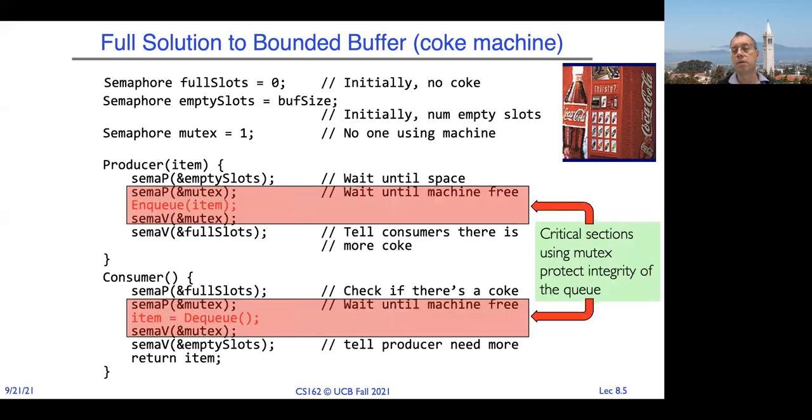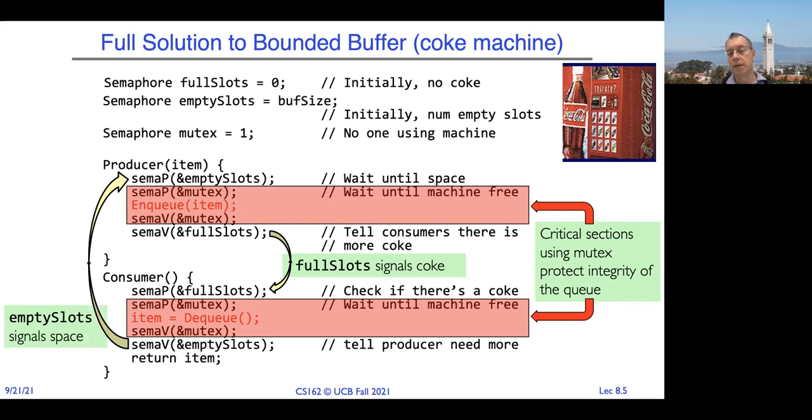Okay, so that's basically it. You use a mutex to protect the critical section. Therefore, no two threads at the same time operate on the queue to manipulate the pointers, to remove elements or to add an element to the queue. And then the other ones are scheduling constraints. Full slots is incremented by the producer and decremented by the consumer. And similarly, the empty slots is incremented by the consumer and decremented by the producer.